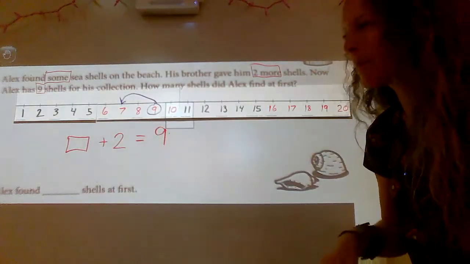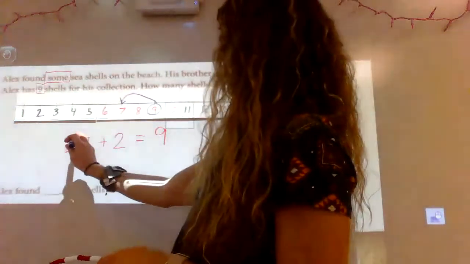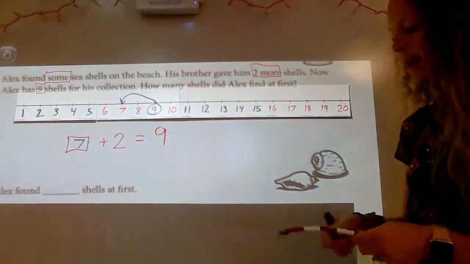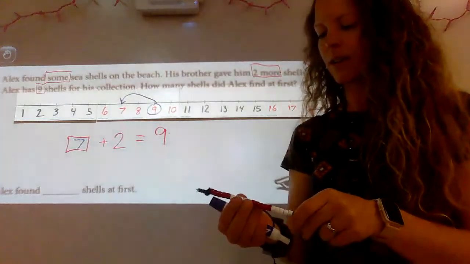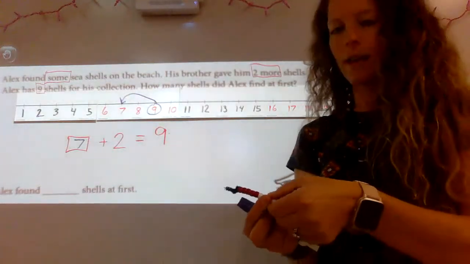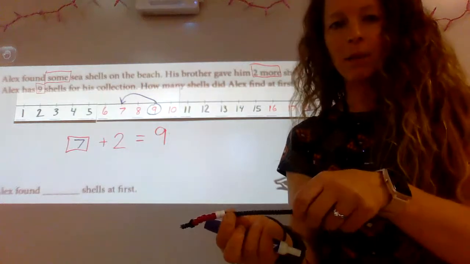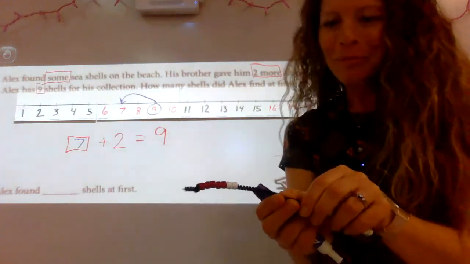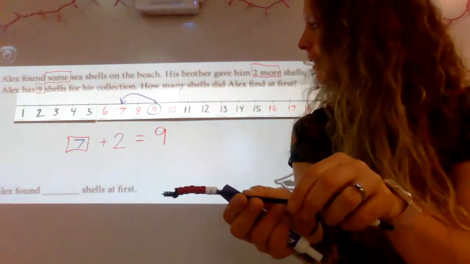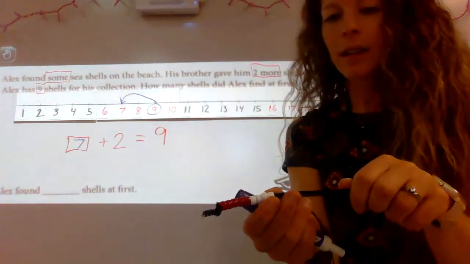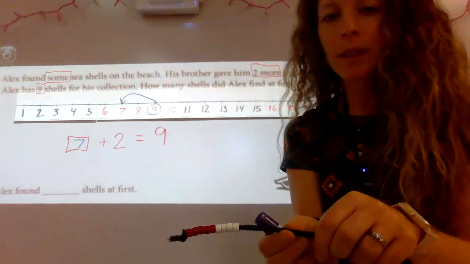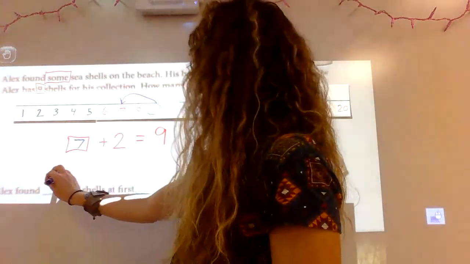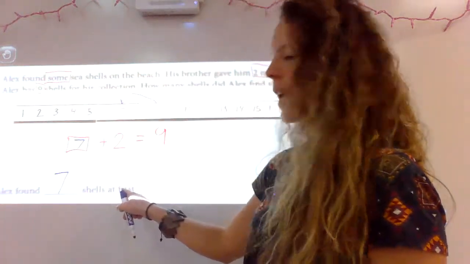Where did I end up? That is right. 7. Does that work? Let's check it on our bead string. This is all new for Mrs. Ziegler. 7 plus 2 more equals 9. We were right. So Alex found 7 shells at first.